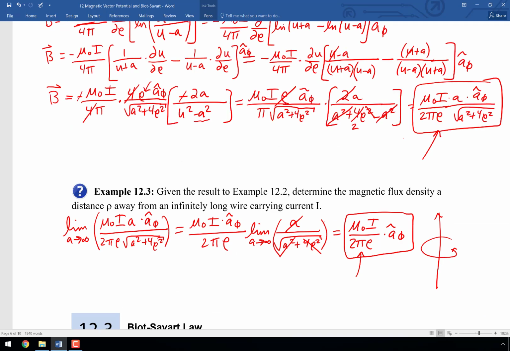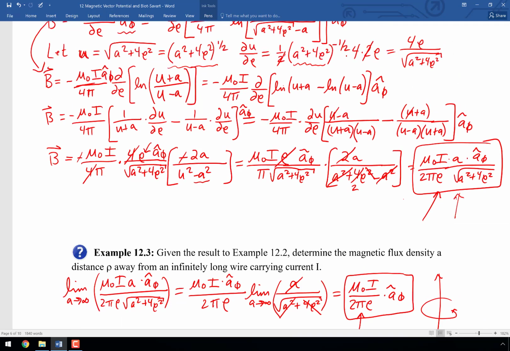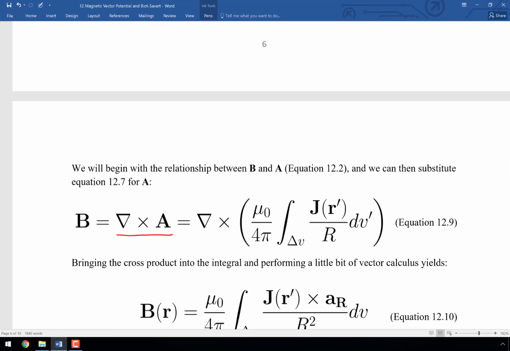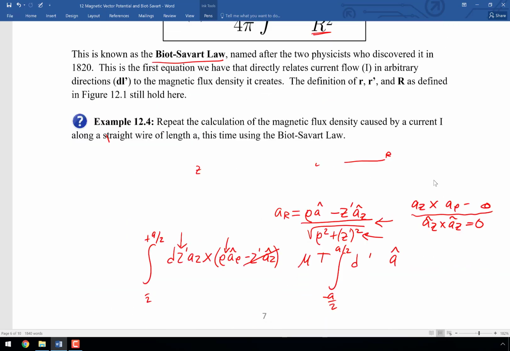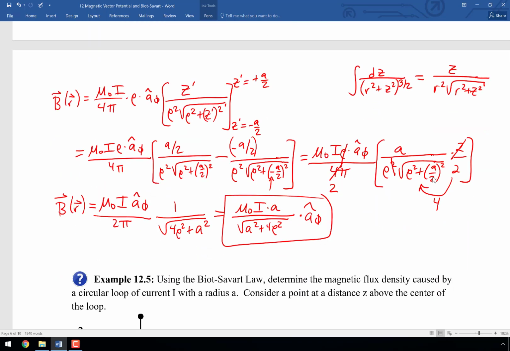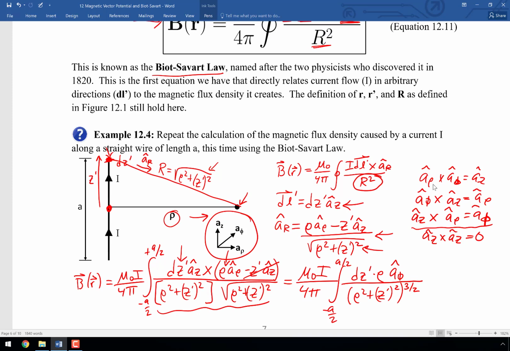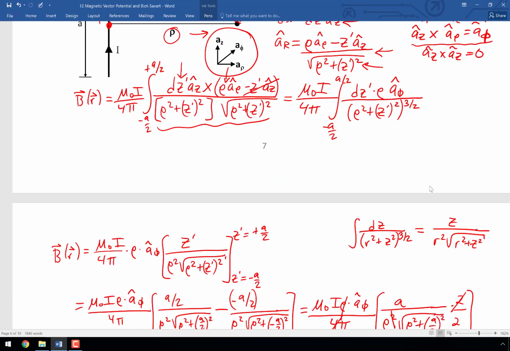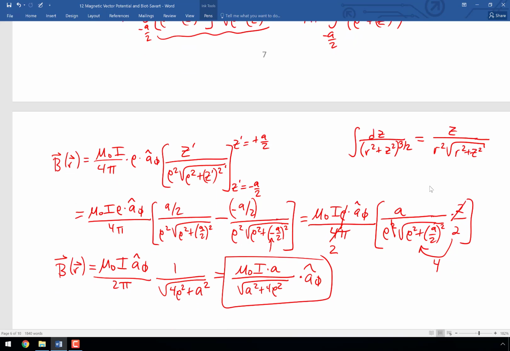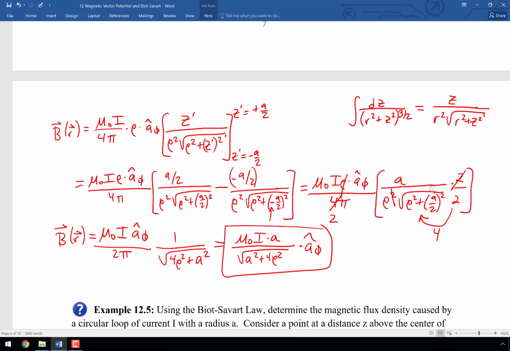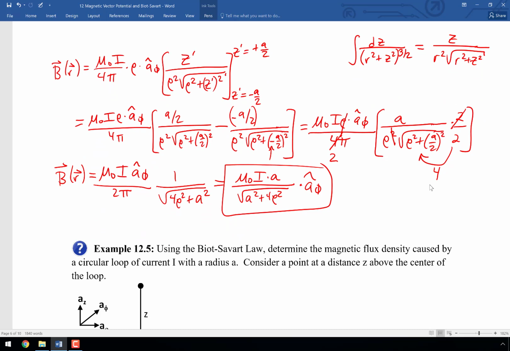So we had mu sub 0 I times a divided by 2 pi rho times the square root of a squared plus 4 rho squared, and then an a sub phi on the end there. So we got exactly the same result in a slightly simpler way. Is it a lot simpler? Well, I think it is considerably simpler. We only have one step, and none of these steps were incredibly hard. We figured out what is dl prime, what is a sub r, what is r, plugged all those things in, did some cross products, looked the integral up in a table, or plugged it into Wolfram Alpha or Maple or whatever you like to use, assigned the limits of integration, did a little bit of simplification, and we come up with the final answer.